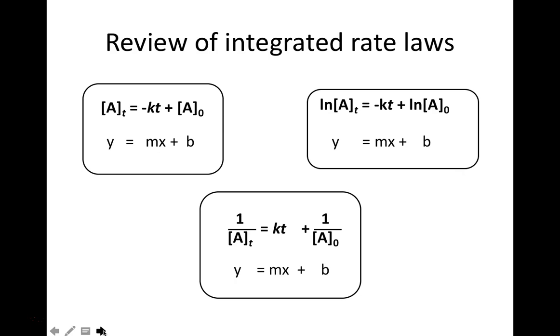So we'll notice all of them are in the form of y equals mx plus b, so you can graph them and visually inspect: is this a zeroth, a first, or a second order reaction? Well, what are we looking for? If it's y equals mx plus b, it better be a straight line. So we'll be making 3 graphs, and we'll be analyzing: is it linear when it's graphed as a zeroth order reaction? Is it linear when you graph it as a first order reaction? Or is it linear when you graph it as a second order reaction?